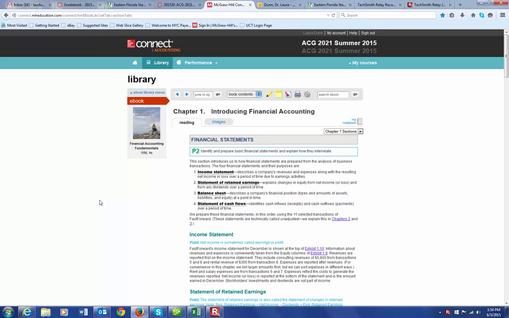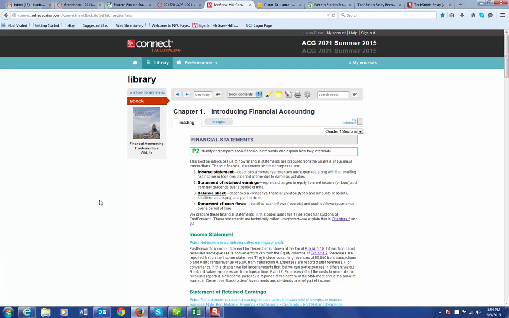Now we're going to talk a little bit about financial statements. This is just an overview of the 4 basic financial statements that we generally use in accounting. Regardless of how small or how large your company is, you usually will do some version of all 4 of these statements. First of all, the income statement.